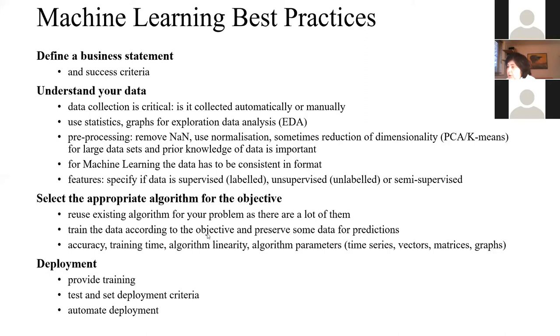In my case, I used 90% of the data for training and the last 10% for the prediction. The accuracy and training time are related. Most of the machine learning algorithms are using linearity, sometimes they use other parameters for time series, vectors, matrices, and graphs. So you have to optimize this information for your objective. Once you have selected the appropriate algorithm, you have to provide training for the users, test and set deployment criteria, and automate deployment.